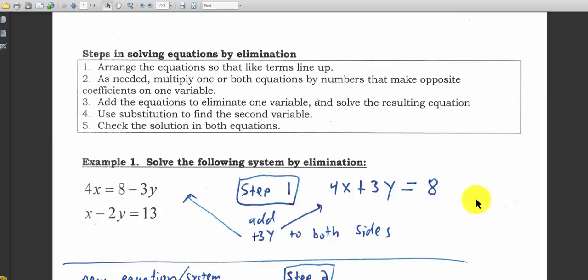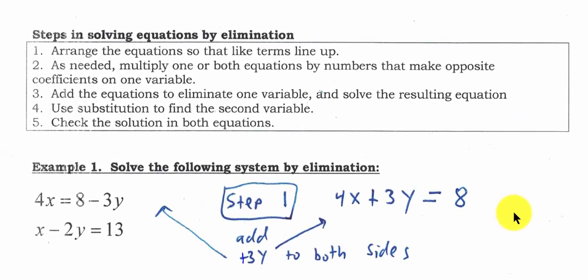Hello class. In this video I'm going to give you the solutions to the 1.7, 1.8 handout. So this handout has us solve systems of equations. Remember, a system is two equations that we're going to try and solve simultaneously. So you'll see here's equation 1, equation 2. We're going to use the elimination method.